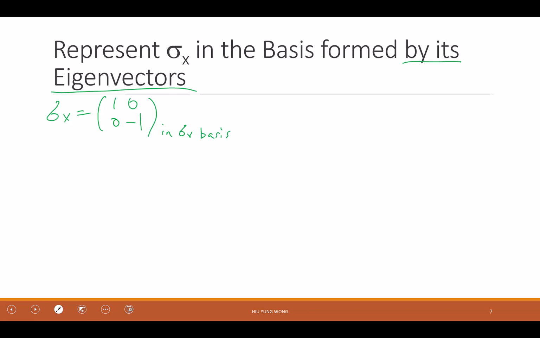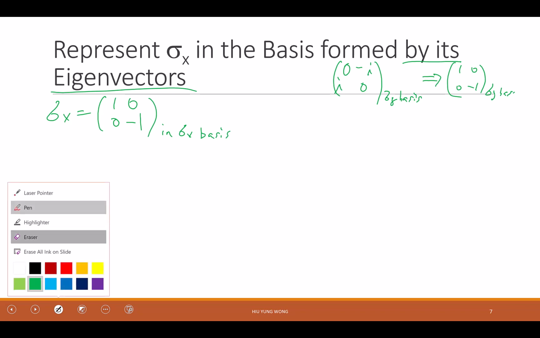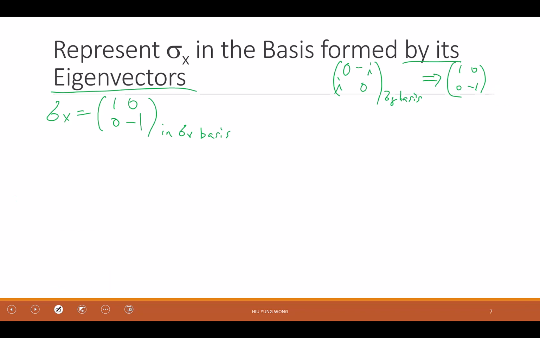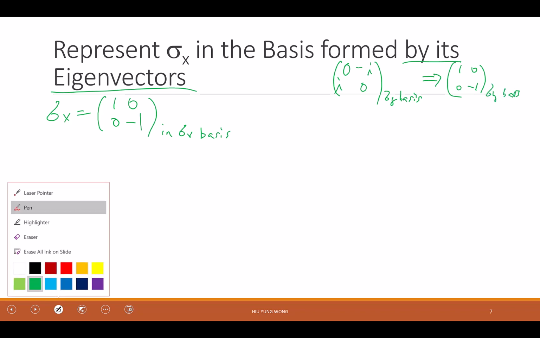No, no, no. Sigma y is still in what we wrote, what you just said, right? 0, negative i, 0. This is in sigma c basis. Okay? But if you write in sigma y basis, what would it be? Can you guess? Yes. Then it becomes 1, 0, 0, negative 1 in the sigma y basis. Again, that should be the case, right? Do you see what I mean?